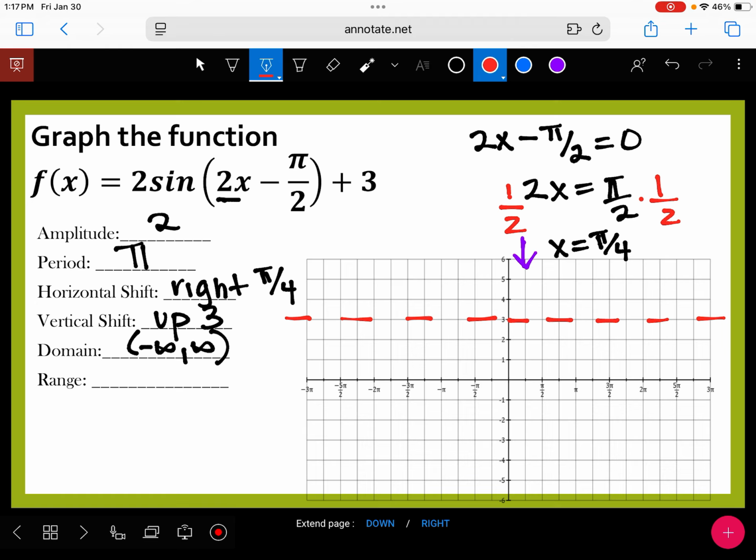Okay, so starting here, where I have my purple arrow, sine is on the midline. And then I'm going up 3. Oh, up 2, sorry, up 2. Then I go back to the middle. Down 2, back to the middle. This is what my wave should look like. And now I need to do one more period. To get full credit, I need one more period. So I'm going to go to the right.